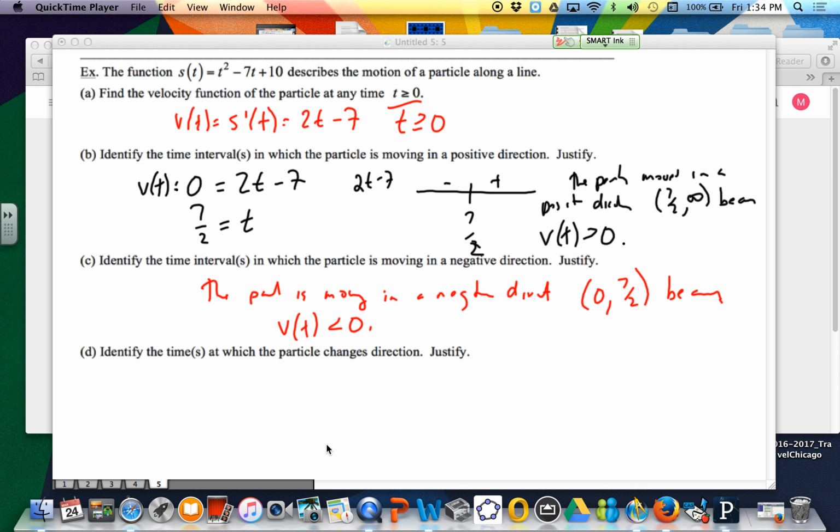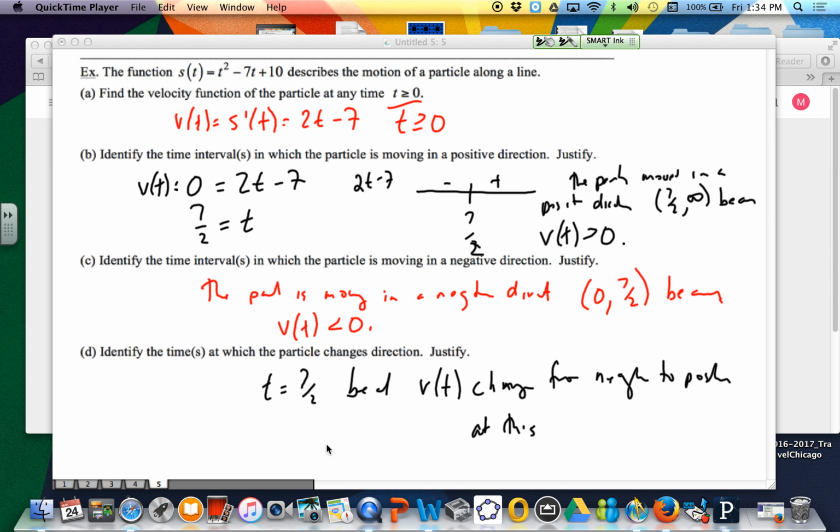And then D, identify the times at which the particle changes direction. Justify. t equals 7 halves because v of t changes from negative to positive at this t value. So now we're putting this into the context of velocity. Life is good.